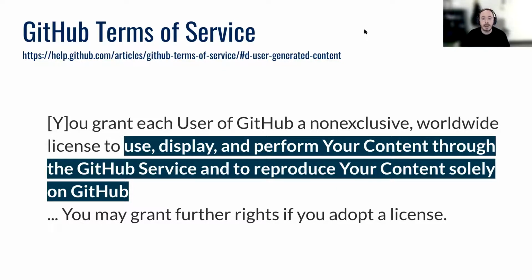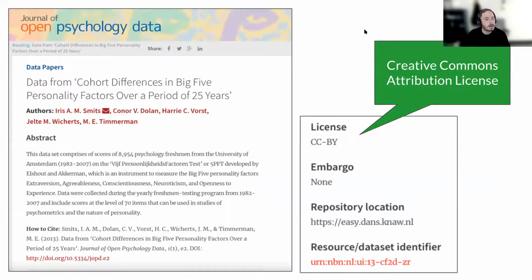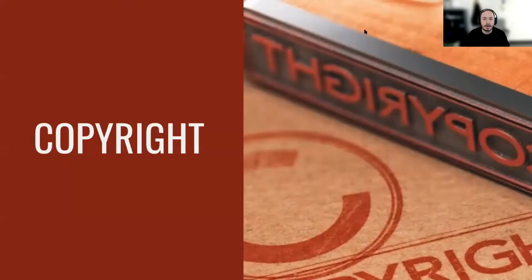But we'll see later on how you can and should use open licensing if you actually want to share your data and have other people reuse it. Here's a different and maybe clearer example for contrast. The authors of this paper have expressly licensed their article and their data under a Creative Commons attribution license. This is good because it's now immediately clear what other people are allowed to do with that data. We'll talk more about Creative Commons licenses a bit later.